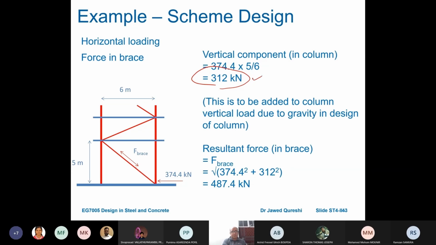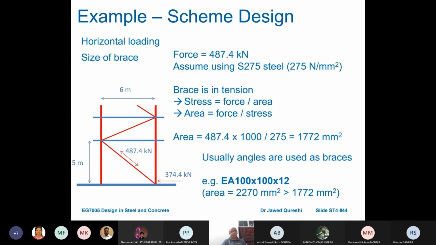The resultant force in this bracing at the bottom is going to be this vertical component plus the horizontal component, which is here. The resultant force in your bracing is going to be 487 kilonewton. Once we have this resultant force, assume S275 steel, brace in tension: stress is equal to force over area, so area is equal to force over stress. Stress is 275. From here, you work out the required area.